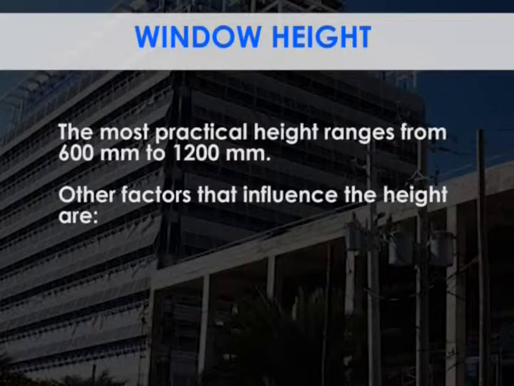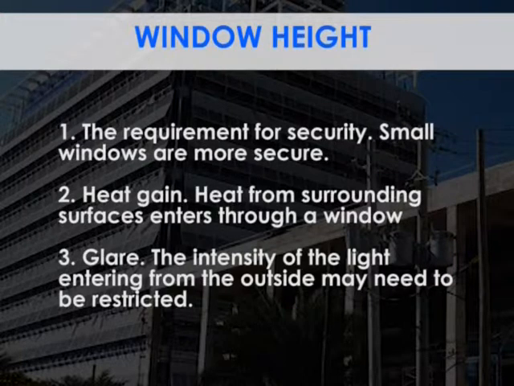Standard means that a manufacturer produces a range of windows to fit typical window openings. The most practical height ranges from 600 mm to 1,200 mm. Other factors that influence the height are: 1. The requirement for security. Small windows are more secure. 2. Heat gain. Heat from surrounding surfaces enters through a window. 3. Glare. The intensity of the light entering from the outside may need to be restricted.